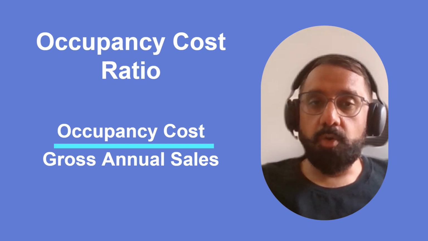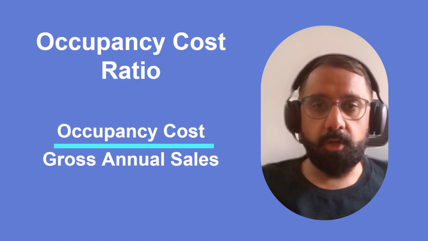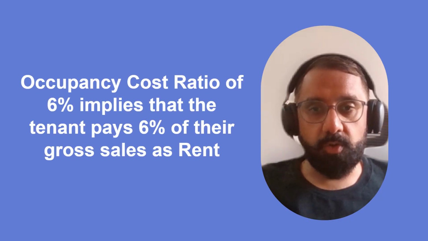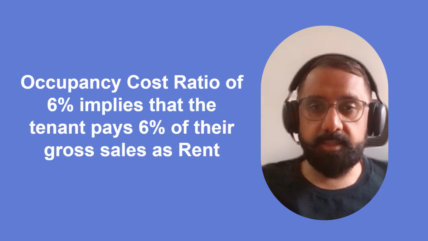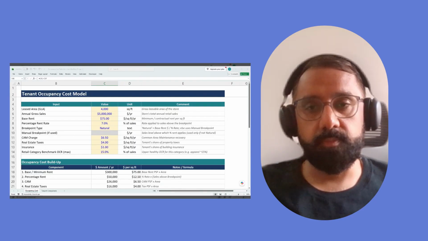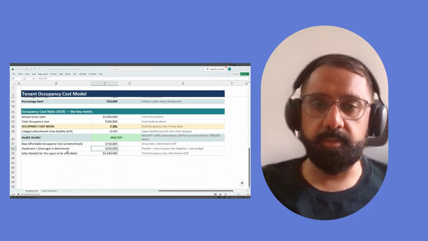The occupancy cost ratio is calculated as total occupancy cost divided by the gross sales from the store. An occupancy cost ratio of 6% implies that the tenant pays 6% of its sales as rent to occupy the store. Let's look at this through an Excel model and understand better.